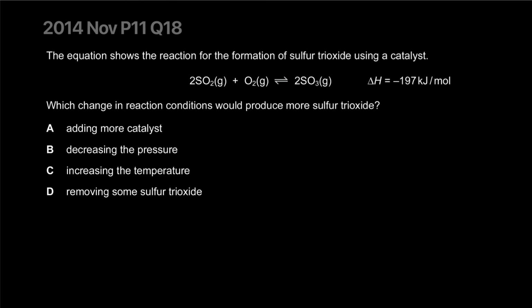The equation shows the reaction for the formation of sulfur trioxide using a catalyst. Which change in the reaction conditions would produce more sulfur trioxide? Adding more catalyst? Well, I won't change it because a catalyst will affect the rate of both the forward and the backward reaction.